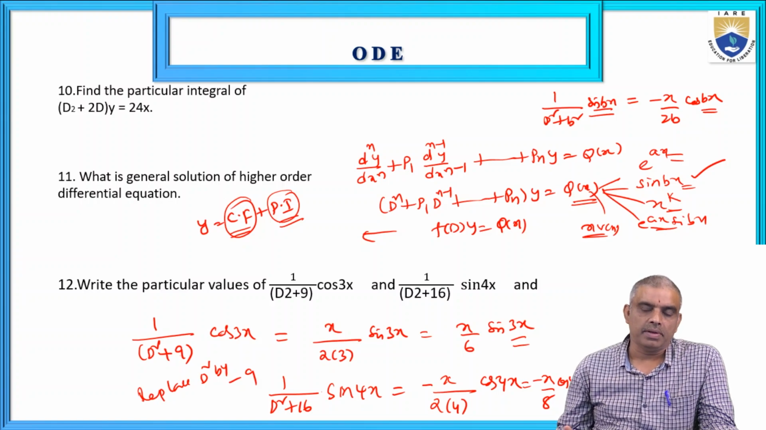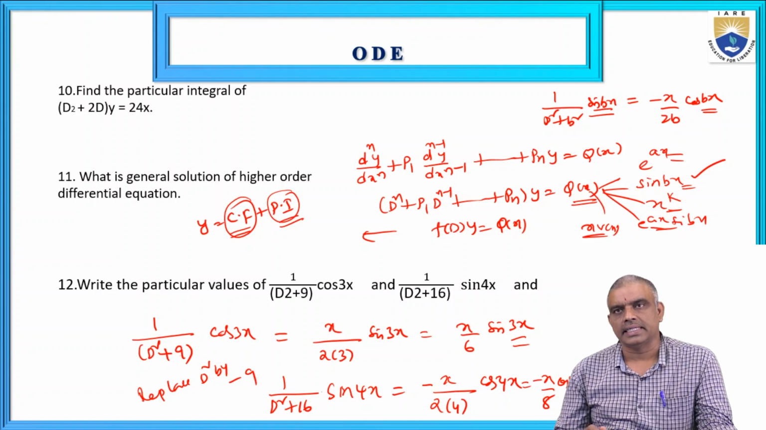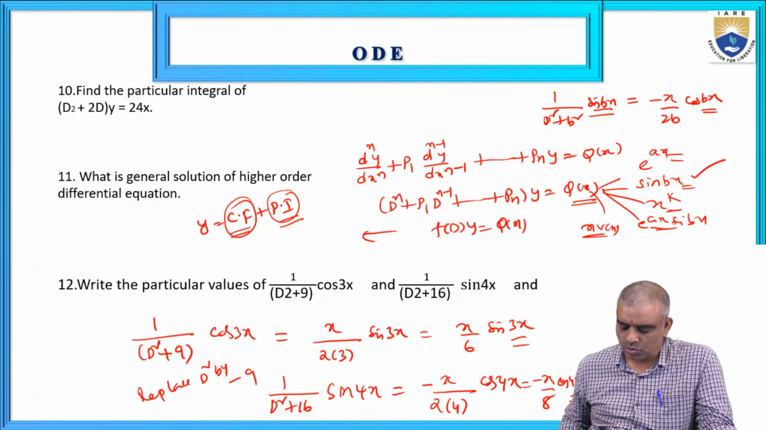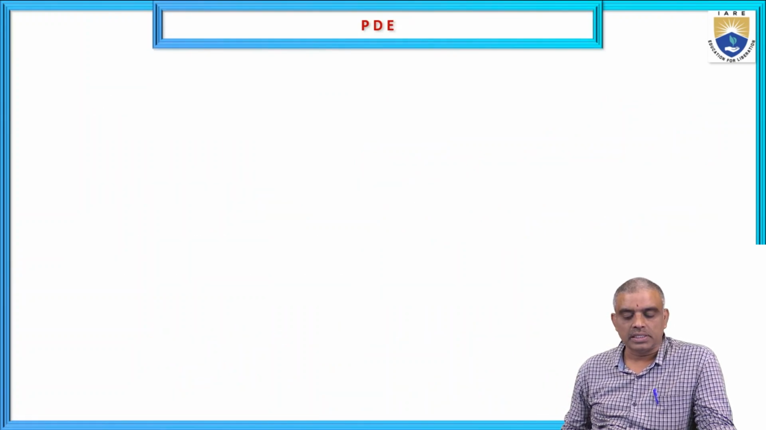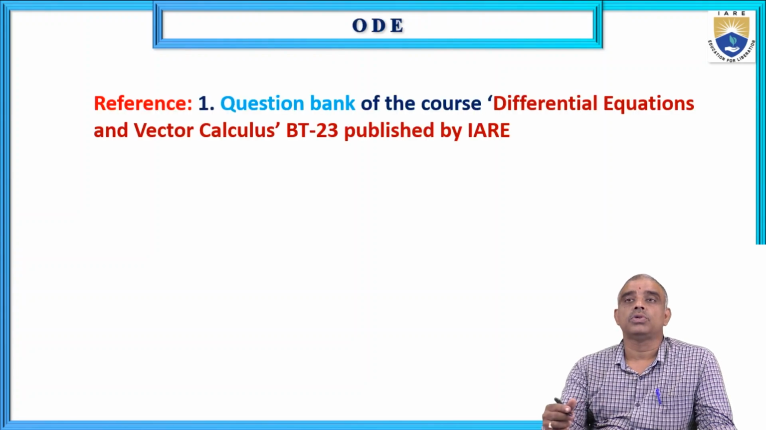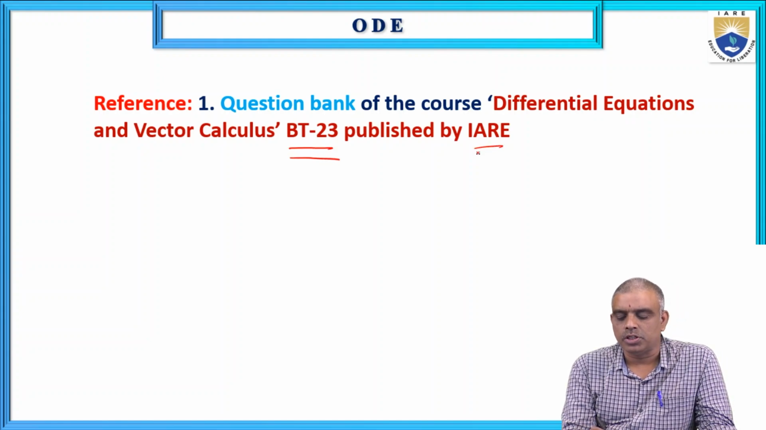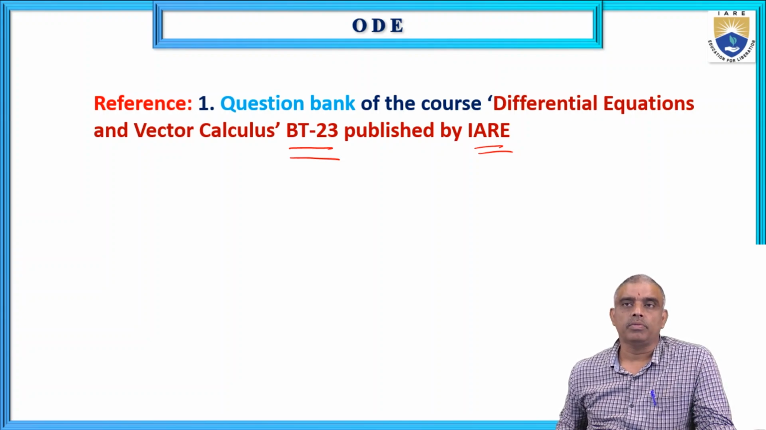These are some of the problems discussed in module number 2 of section C. Section C is all definitions and terminology, and some short problems. We have discussed nearly 13 problems, and the definitions also in this session. These have been taken from the question bank of the course Differential Equations and Vector Calculus, regulation BT 23, published by the Ministry of Aeronautical Engineering. With these few problems, I conclude my lecture.